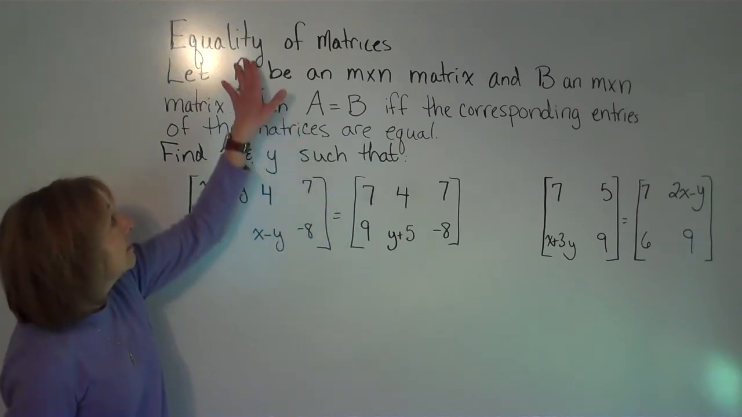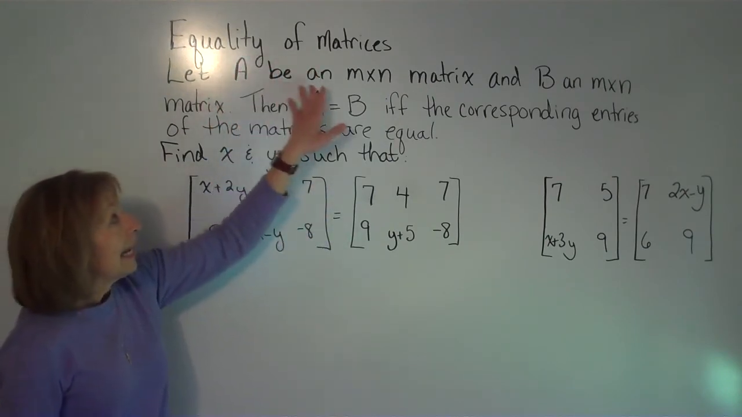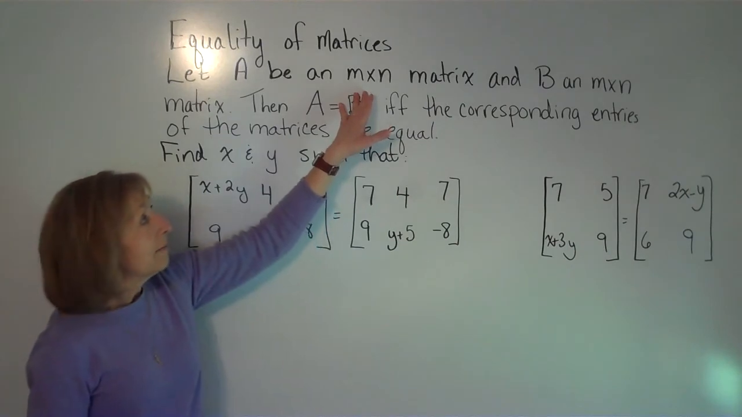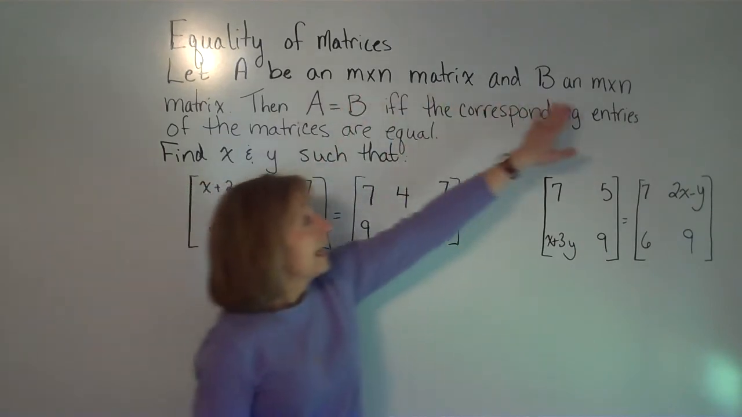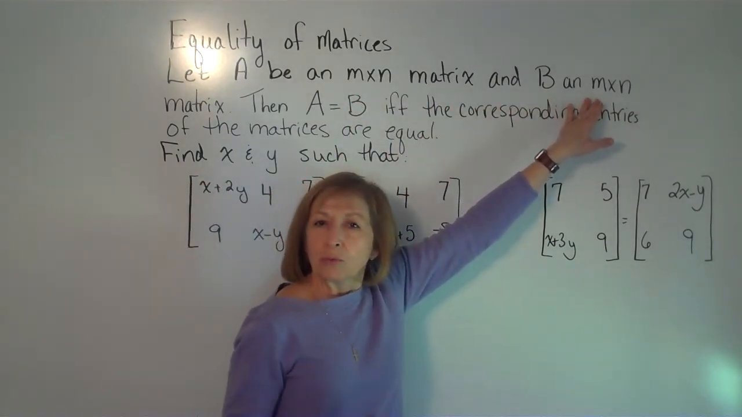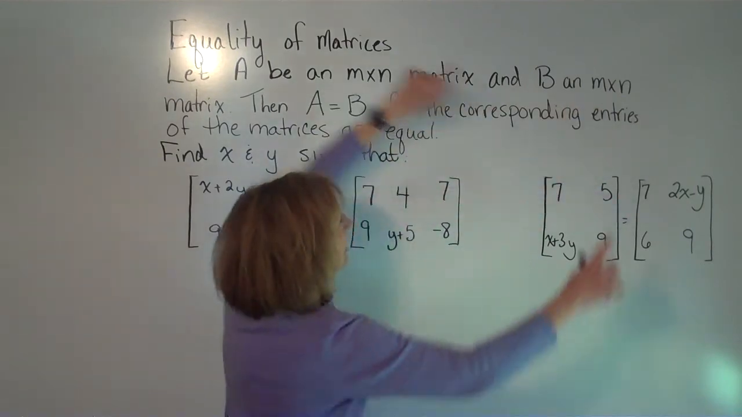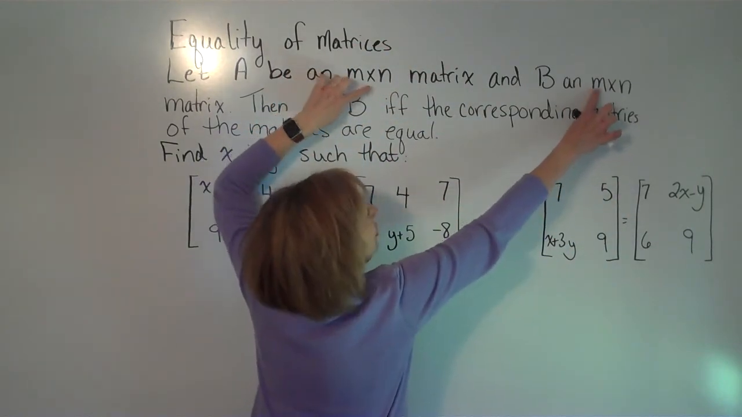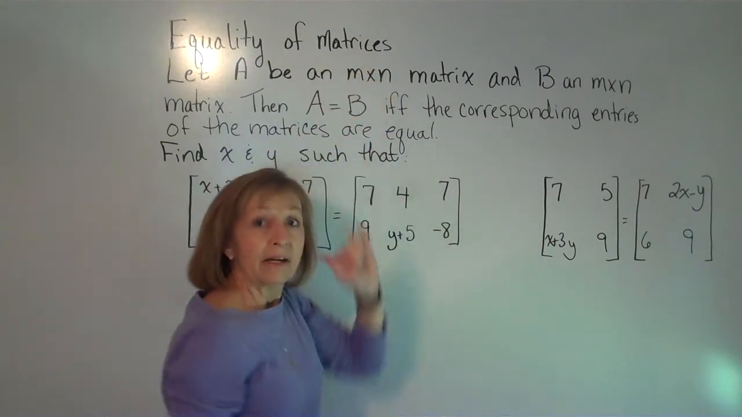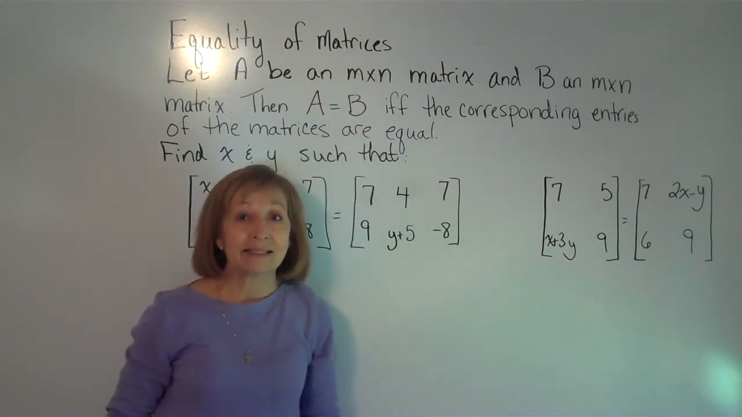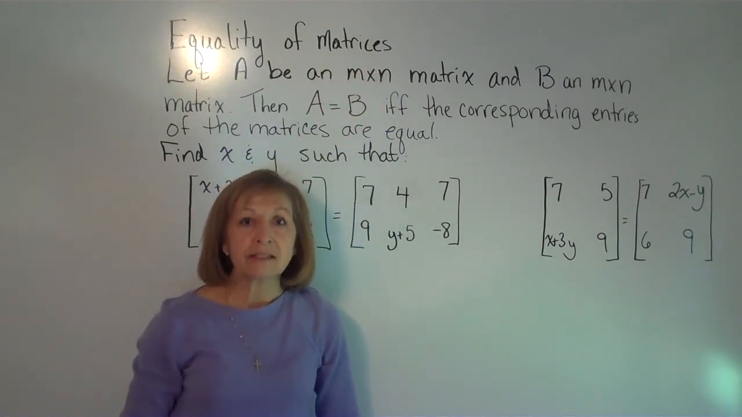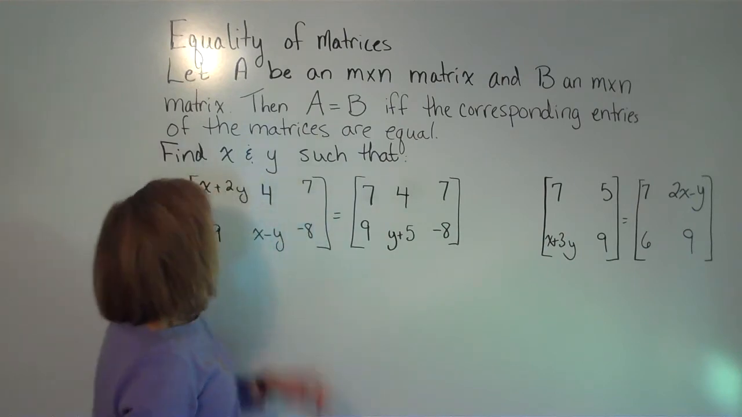So here it says, for the equality of matrices, let A be an m by n matrix and B also be an m by n matrix. So right away in the definition, it's telling you that the dimensions of the two matrices that are equal to each other have to be the same for you to even have a chance of equality between the matrices.